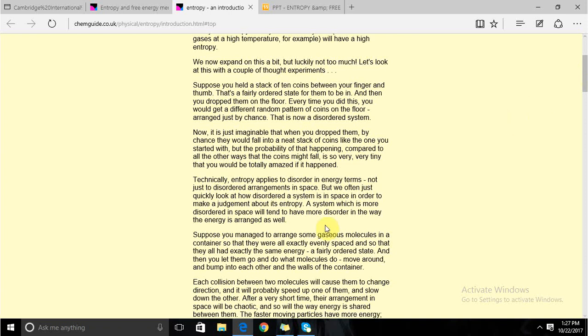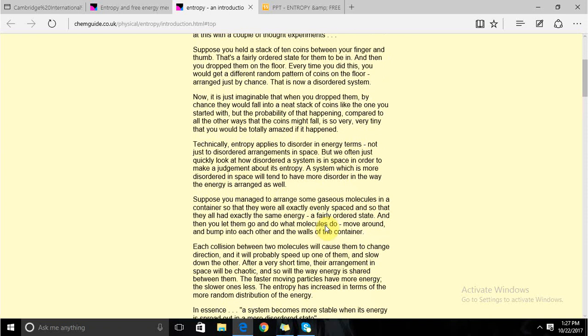Right, let's just go over this quickly. Technically, entropy applies to disorder in energy terms, not just to disordered arrangements in space. But we won't be really doing this a lot. We often just quickly look at how disordered a system is in space in order to make a judgment. More disordered in the way that energy is rearranged as well.